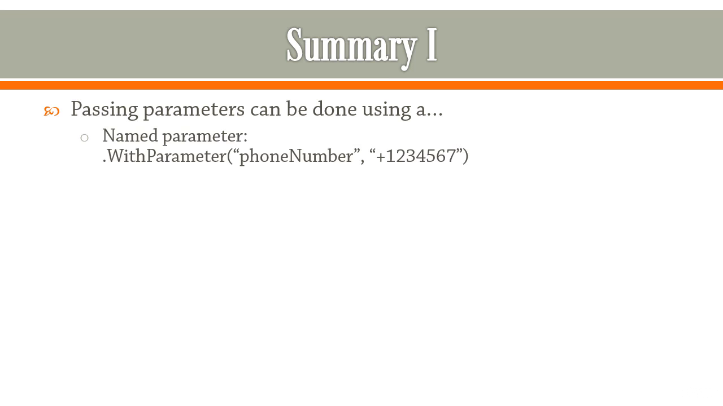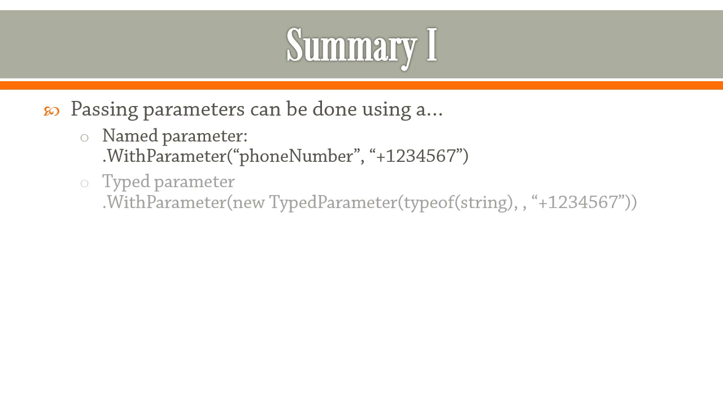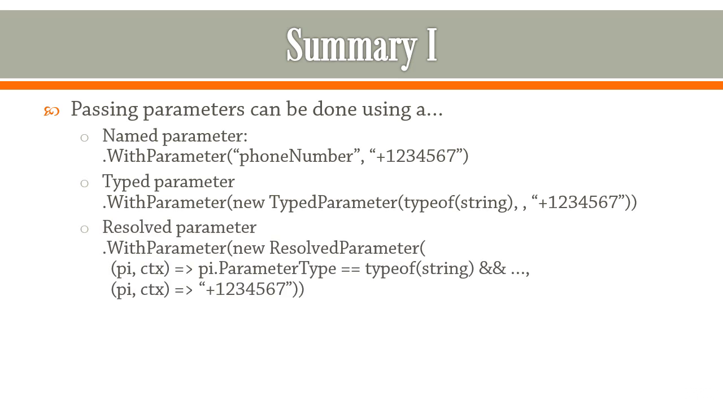So for example, we have named parameter. That's when you know the name of a constructor parameter and you can provide a particular value. Then there is a typed parameter, which instead of searching for the parameter by name, searches for that parameter by type. And then we have the more complicated variety of a resolved parameter.